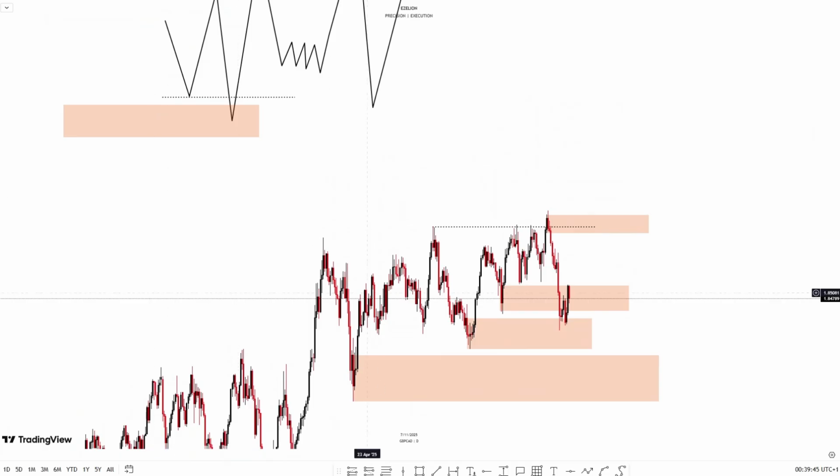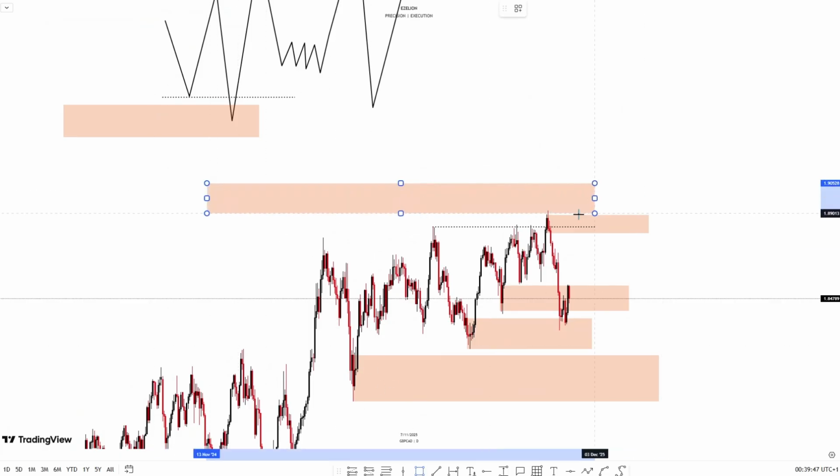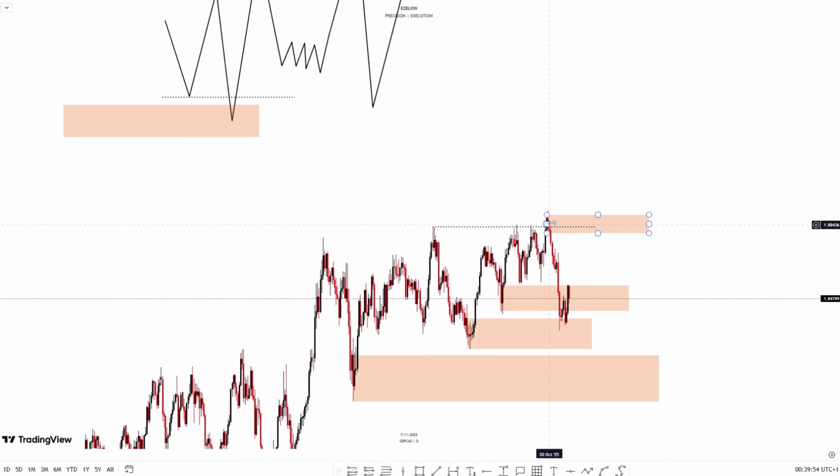Did it tap into a high time frame key level before it was formed? Is there some kind of key level here? If you go back and look, there's no key level here. So this zone has many criteria that are not checked. So this is a type of zone I will not take.